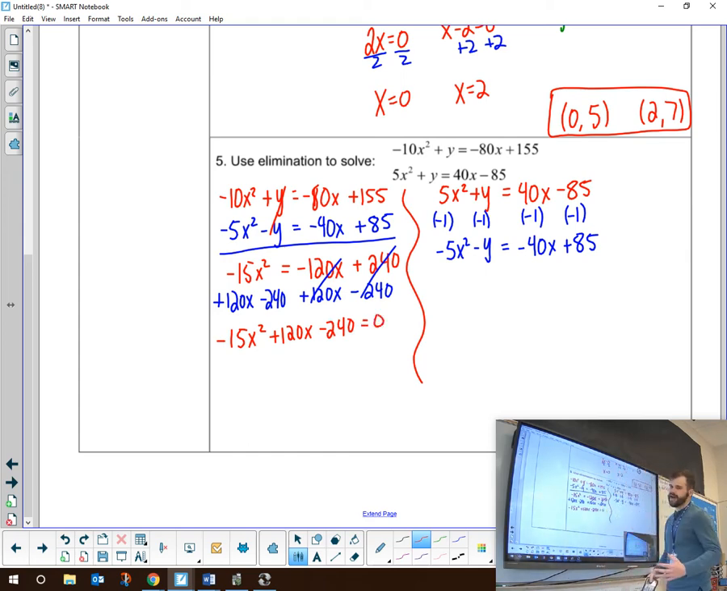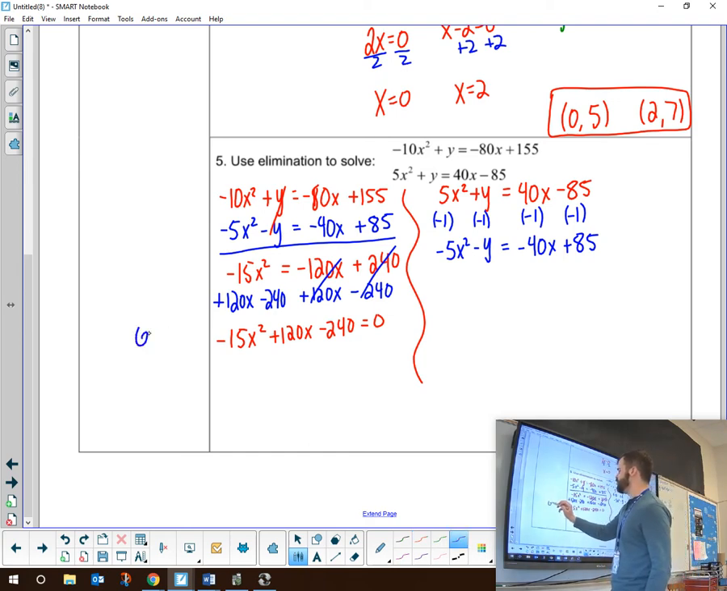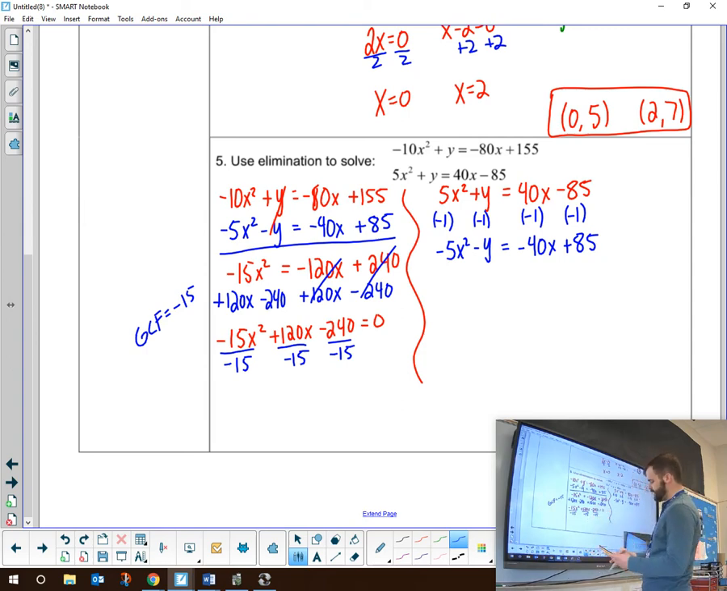Then we're going to try to factor it, okay? We could use the quadratic formula, we could try to complete the square or whatever, but we're going to try to factor it because that's the easiest way. So remember, to factor, our first step is we're going to look for a GCF. My GCF here looks like it's going to be negative 15. Let's see if I can divide everything by negative 15.